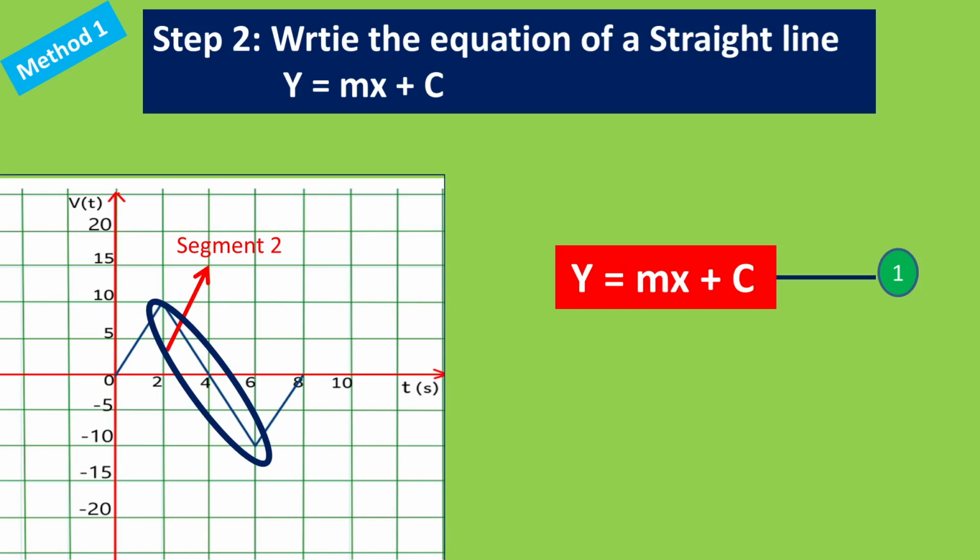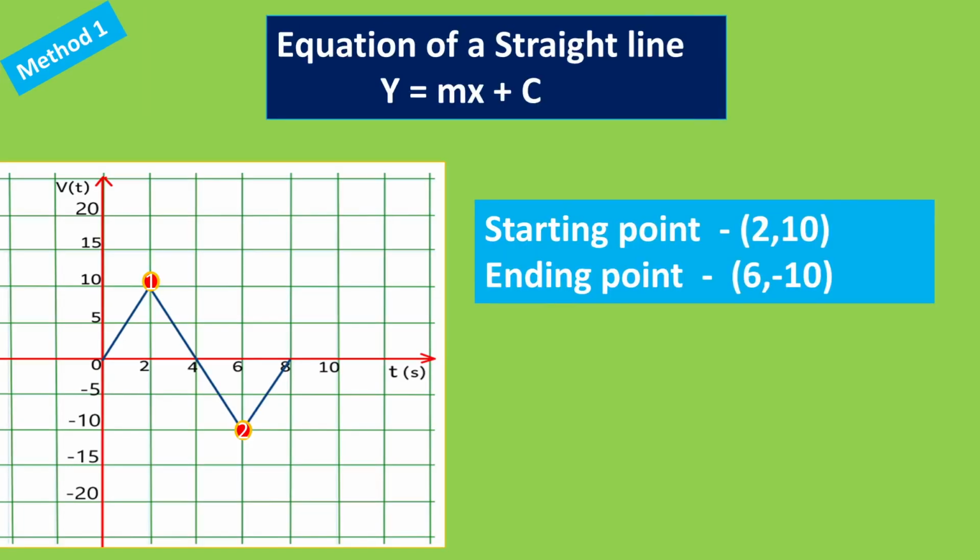Using the same formula y equals mx plus c, we are going to get it. So we mark the points here. The starting point is 2, 10 and the ending point is 6, minus 10. You may wonder why we don't stop it here itself. That means 4, 0 as the second segment. This is the first point. And why don't we mark here as the second point? That means this alone will be taken as the second segment, and this would be taken as the third segment, and this is the fourth segment.